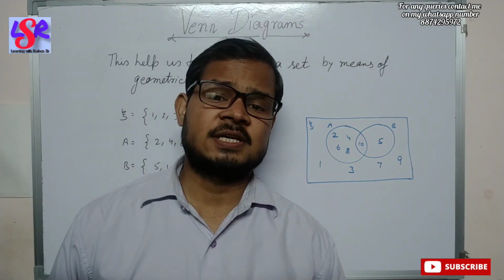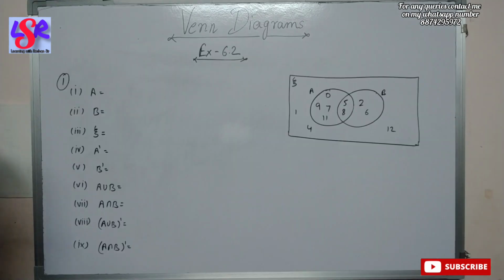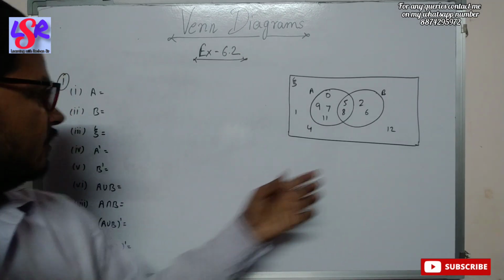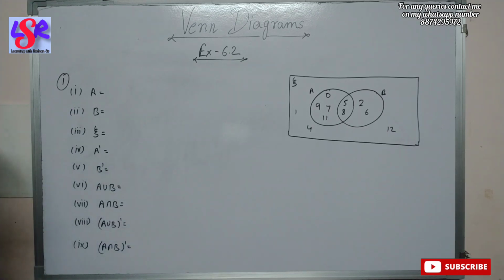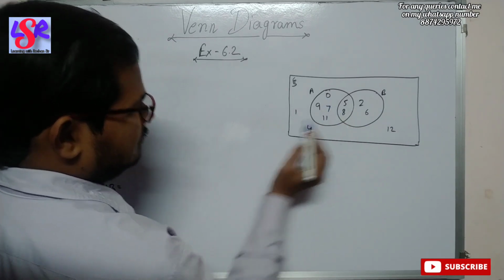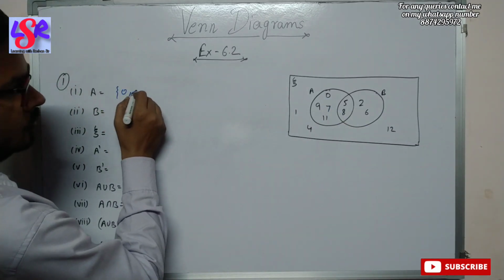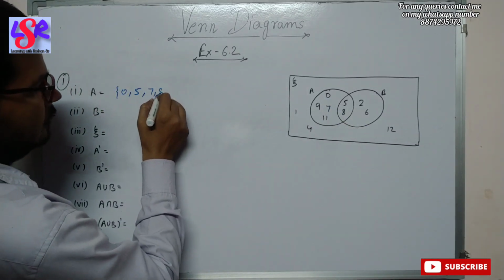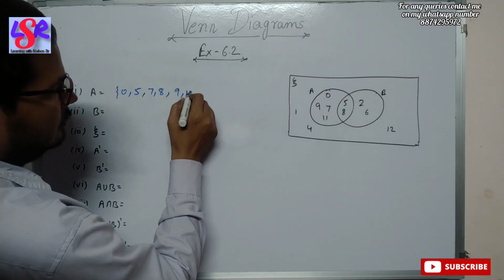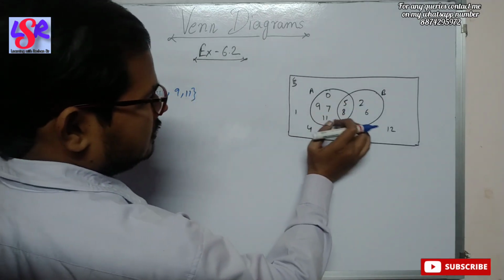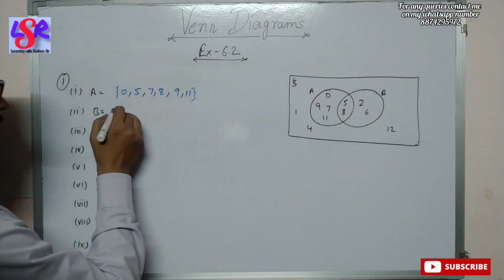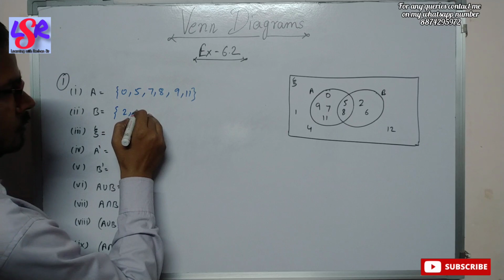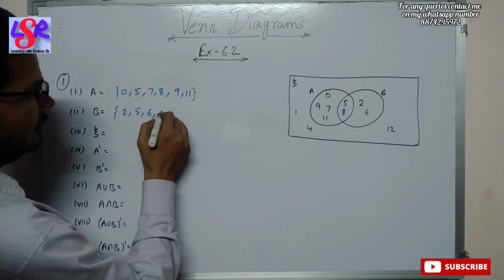Now let's begin with exercise 6.2. Now let's do question number 1. Here we have this Venn diagram and we have to find the sets with the help of this diagram. Very first of all we have to find set A. In the circle of set A we have 0, 5, 7, 8, 9 and 11. We have all of this in set A. Now set B has 4 terms, that is 2, 5, 6 and 8.